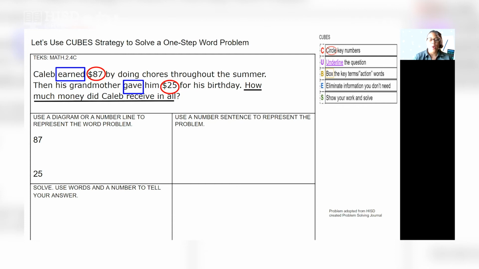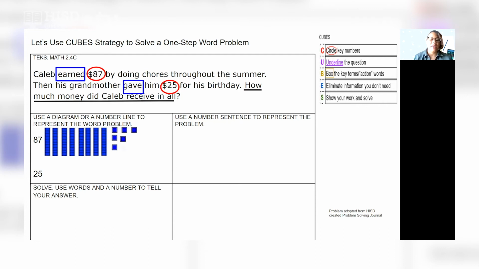First, I want to show 87. I'm going to show 87 using my 10 frames. So I have 10, 20, 30, 40, 50, 60, 70, 80. Now I need some ones. 81, 82, 83, 84, 85, 86, 87. Now that I've represented 87, next I'm going to represent 25. I'm going to use tens and ones again to show 20, not 85, 25.